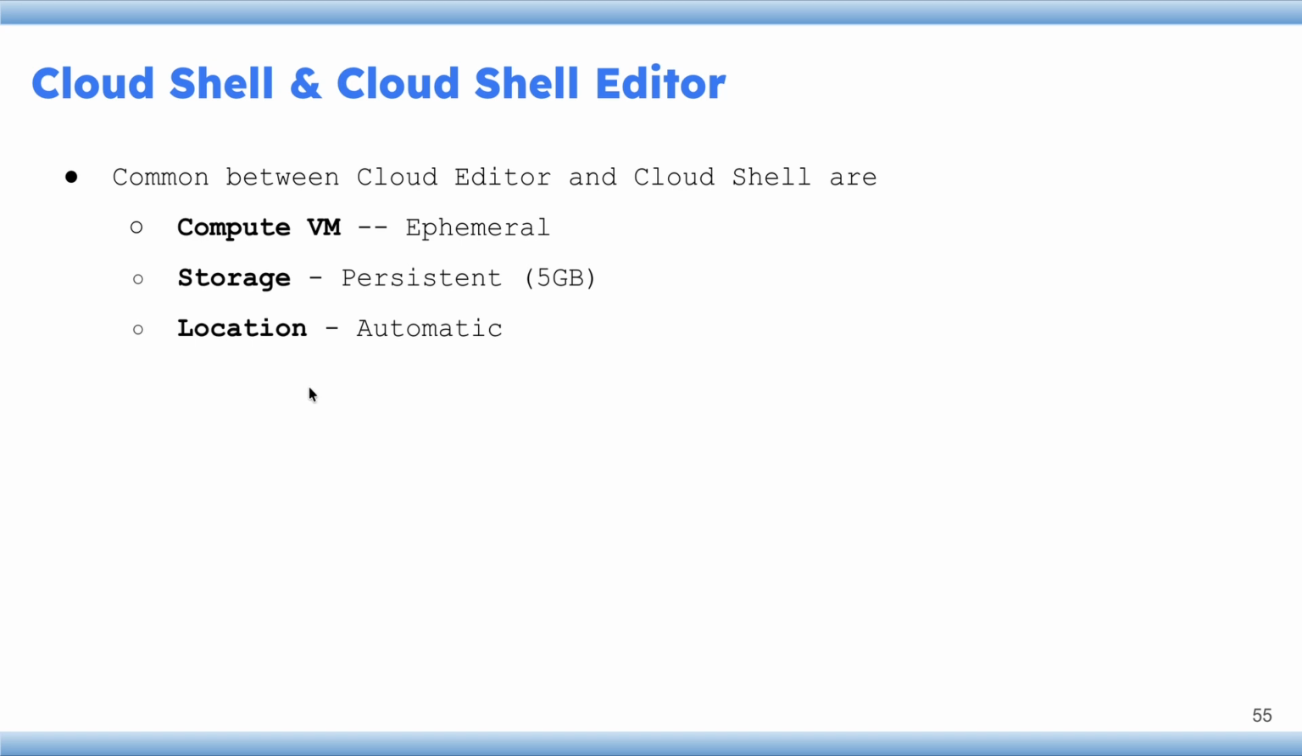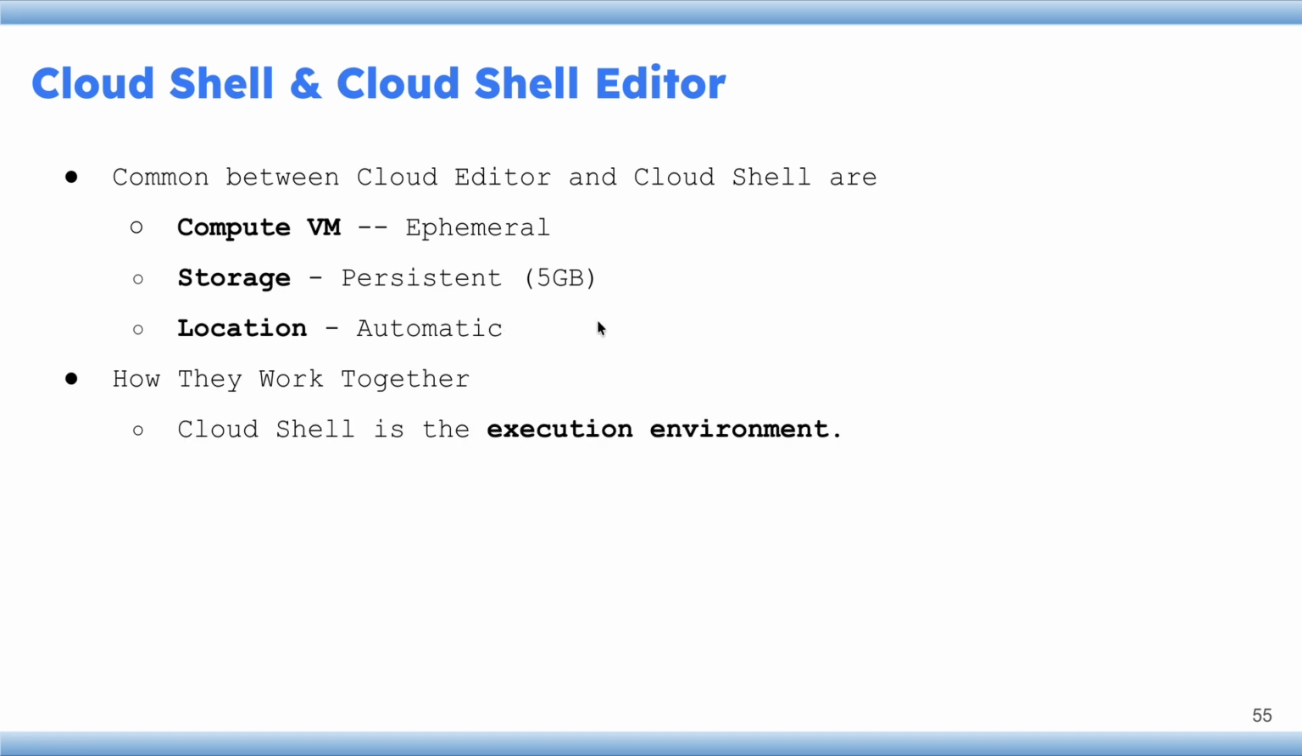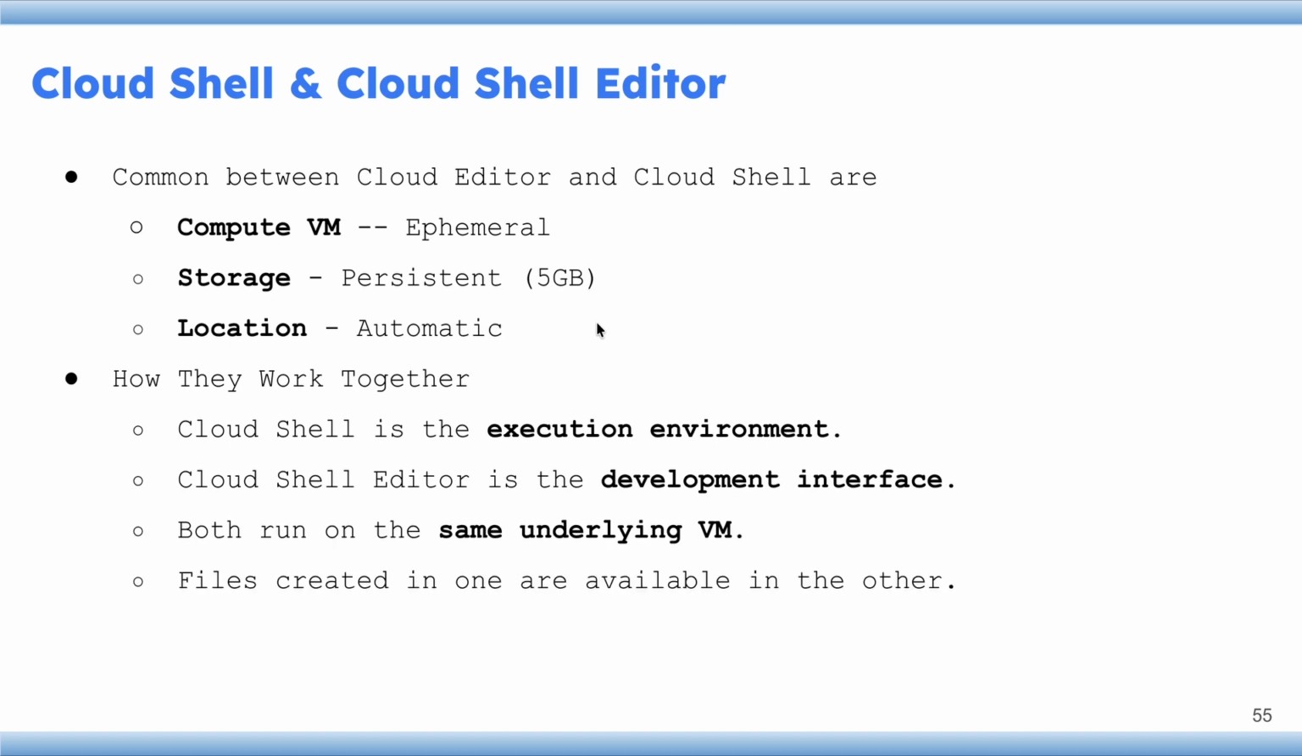The third one is location. This location is picked by the cloud provider automatically. Unlike standard VMs where you pick a specific zone, Cloud Shell automatically assigns your VM in the region closest to your geographical location to ensure the typing feels instant. So these are the common things between Cloud Editor and Cloud Shell. And now we will understand how both Cloud Shell and Cloud Editor work together. Cloud Shell is the execution environment, whereas Cloud Editor is the development interface. Both run on the same underlying VM, and files created in one are available in the other as well.